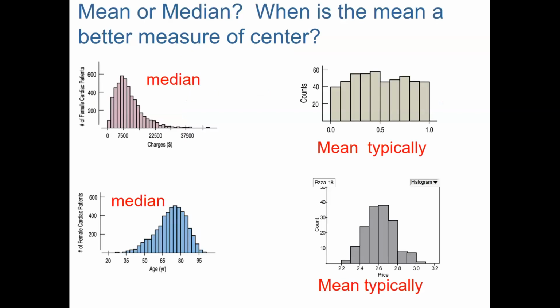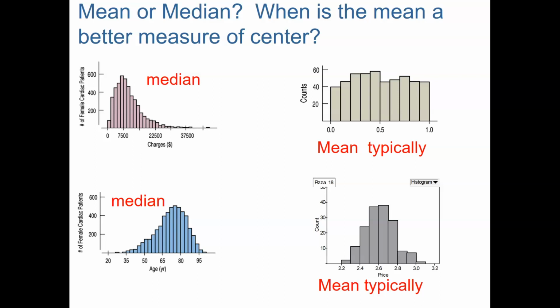So what's a better measure of center? This is just a review. On skewed data, which is on the left side of the screen, the median is better. On the right side of the screen, if you have uniform or approximately normal, both the mean and median are appropriate, but we typically use the mean. Remember, the median is resistant to skewed data and outliers.